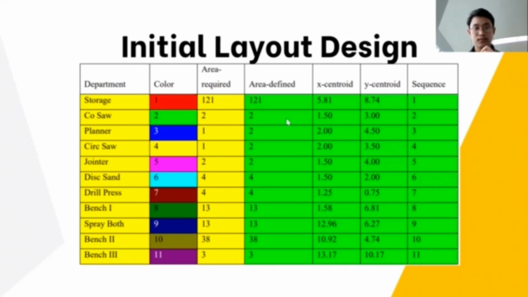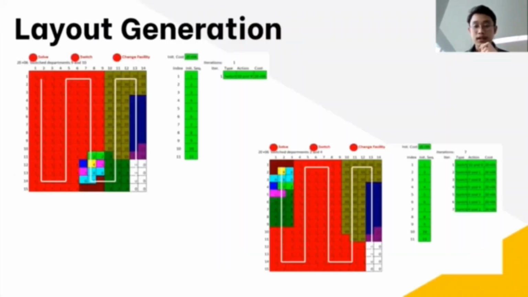Next is the initial layout design for production floor 2. We have 11 departments here, consisting of storage, CO saw, planer, circular saw, jointer, descent, drill press, bench 1, spray booth, bench 2, and bench 3. From the initial layout, we get the cost calculation, which is 2,400,75. Then we will try to optimize the layout by making several iterations.